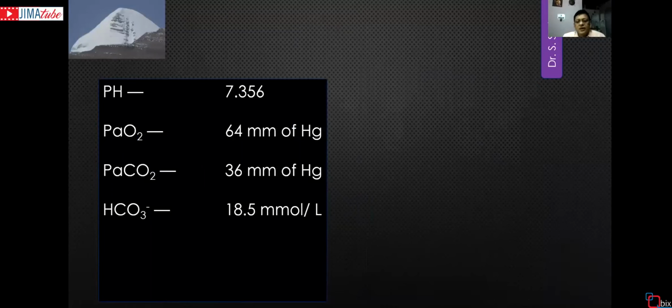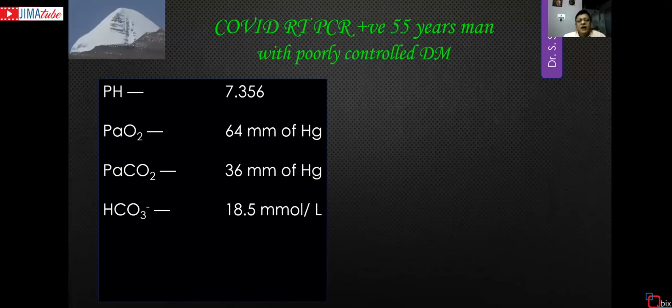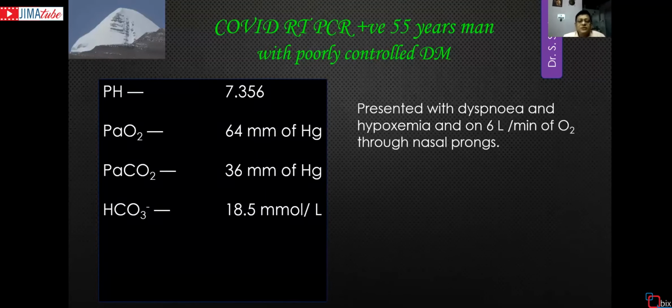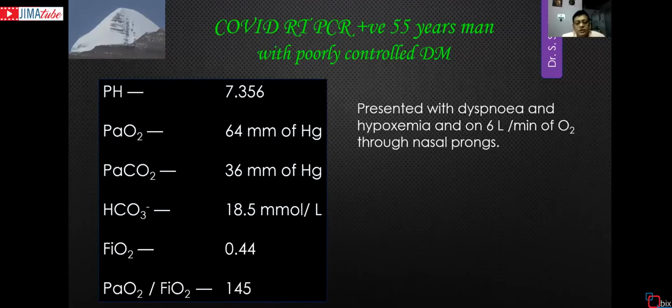Now this ABG, the pH is on the lower side. There is a normal PaO2, almost near normal. But if you go to the history, it is a COVID RT-PCR positive 55-year-old man with poorly controlled diabetes. And the patient was on 6 liters per minute oxygen through nasal prongs. So the calculated FiO2 is 0.44 and the PaO2/FiO2 ratio is 145. So it is not a normal ABG, though it apparently looks normal.